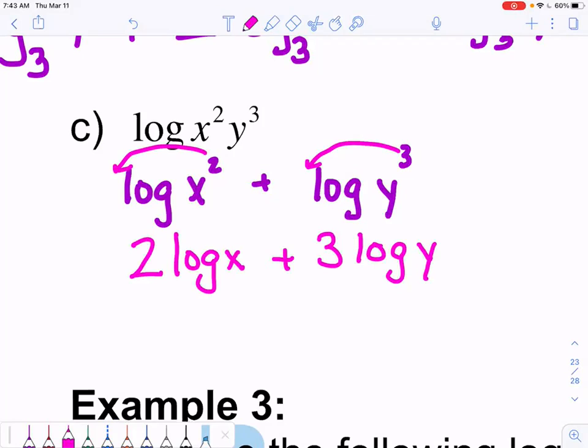So I now have 2 separate logs. The number of variables or terms, each one gets its own separate log. So 2 variables means I have 2 logs. If there was a number in front of one of those variables, like a 2 in front, then that 2 would get its own separate log as well. Anything that's being multiplied separates into its own separate logarithm.